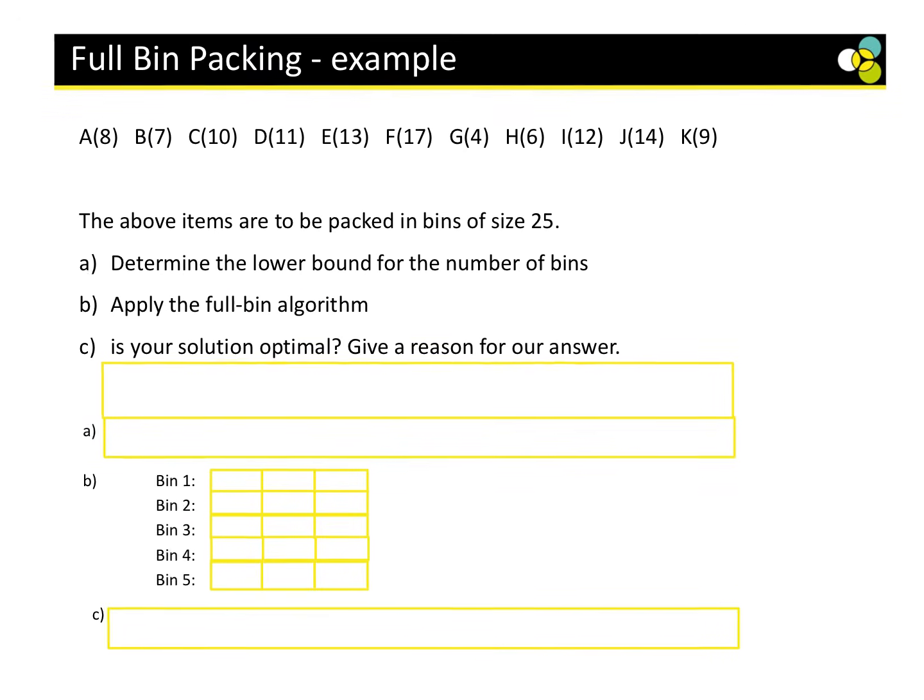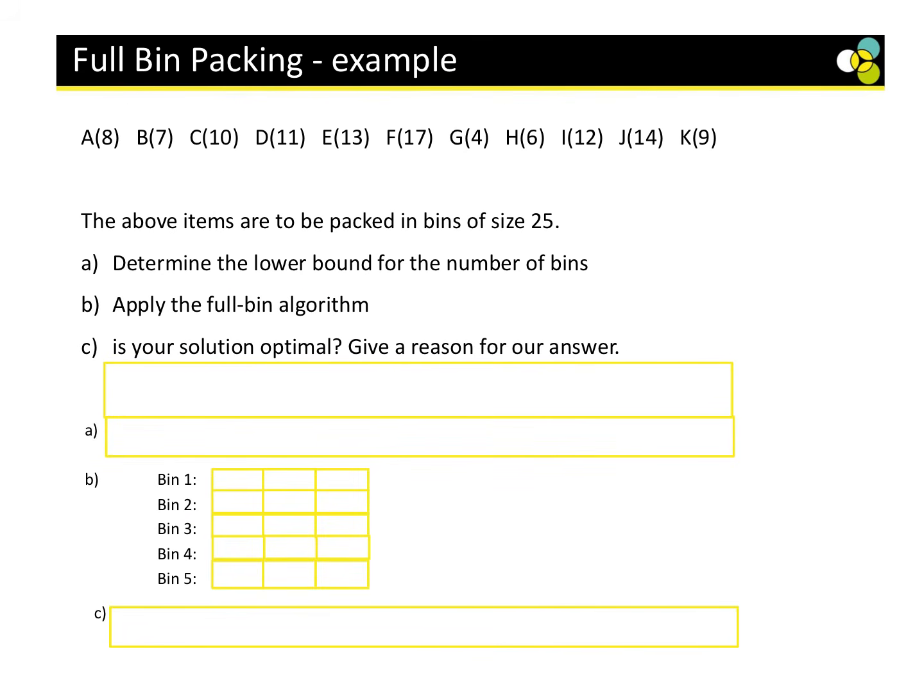So here we go. What we're going to do is, I know looking at this that I would pair up. So my pairs are going to be, wait, is this a different list? Yeah, this is a different list. Okay. Right, the above items are to be packed in bins of 25. Okay, I'm going to look for any numbers that are going to make 25.